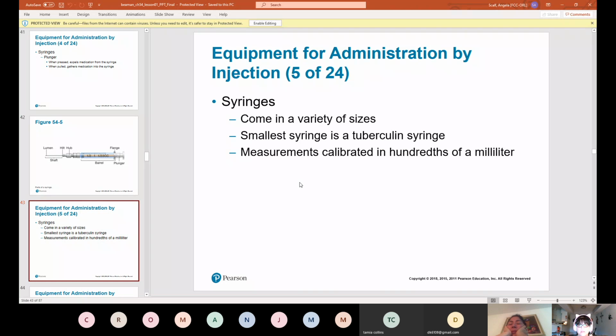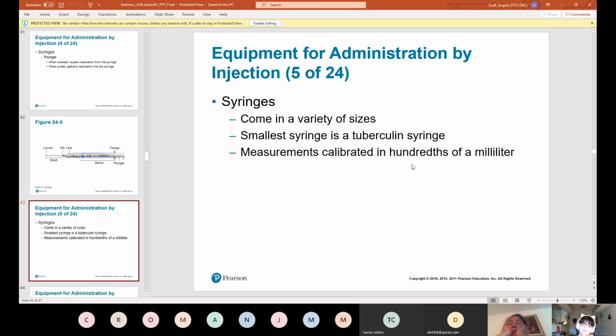Syringes come just like needles in a bunch of different sizes. The smallest size, you need to write this down. This is important. The smallest size syringe is a tuberculin syringe. And you're usually going to be able to spot a tuberculin syringe all the way across the room because it's usually color coded, or just the sheer tininess of the syringe itself. And it's calibrated and measured in hundredths of a milliliter.